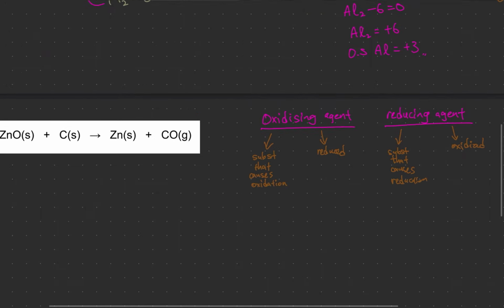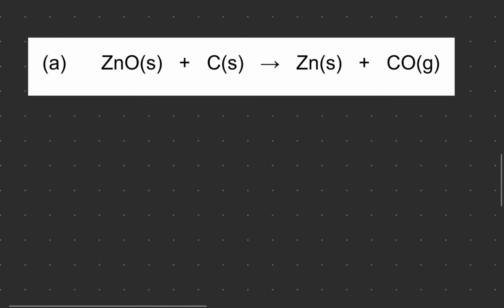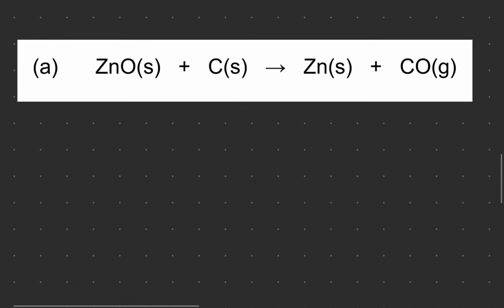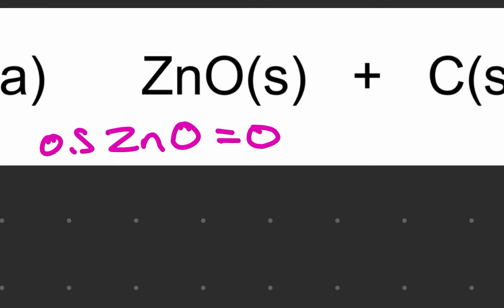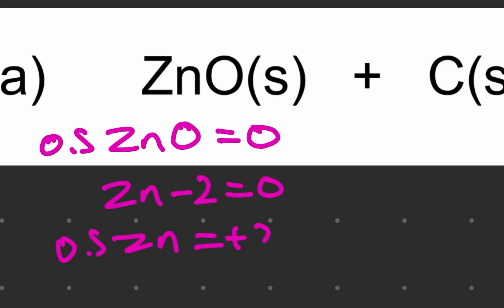Alright, so we're gonna go back here. We're gonna find out what has been oxidized and what has been reduced. So we're gonna look at the OS of each of them here. So let's do zinc first. So zinc in zinc oxide, what's its OS? So we know that zinc oxide's OS is 0. So Zn and minus 2 equals 0. So the OS of zinc in zinc oxide is positive 2.